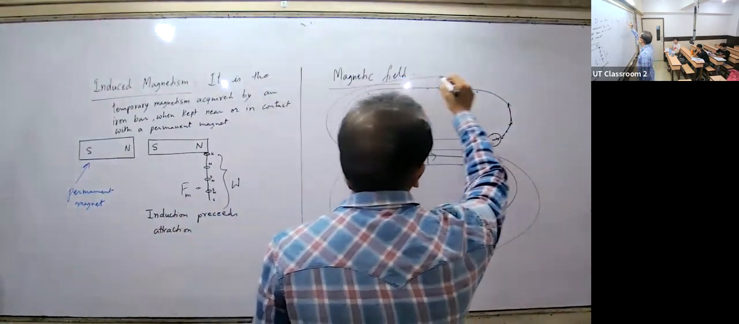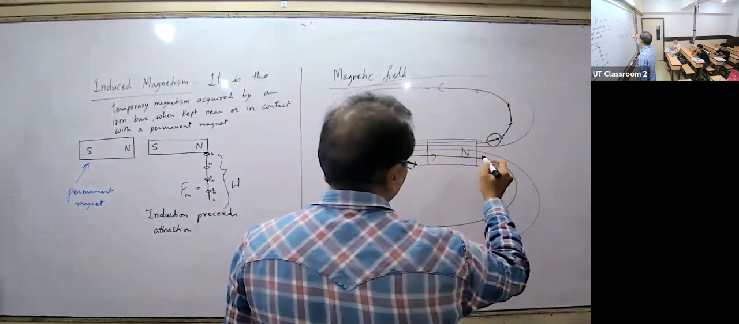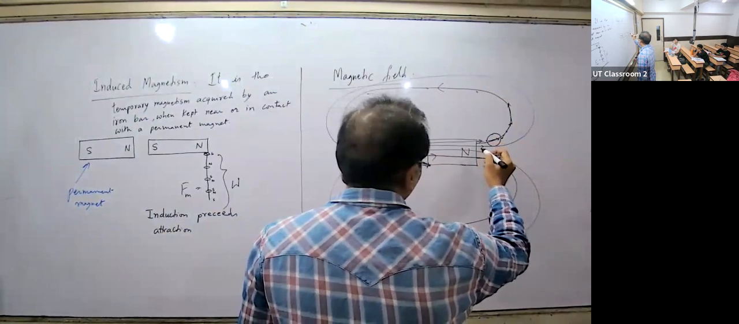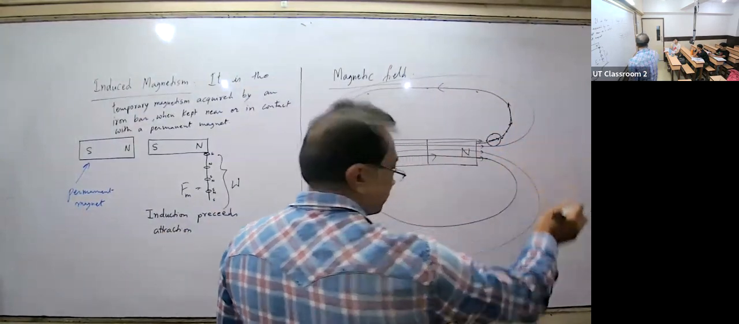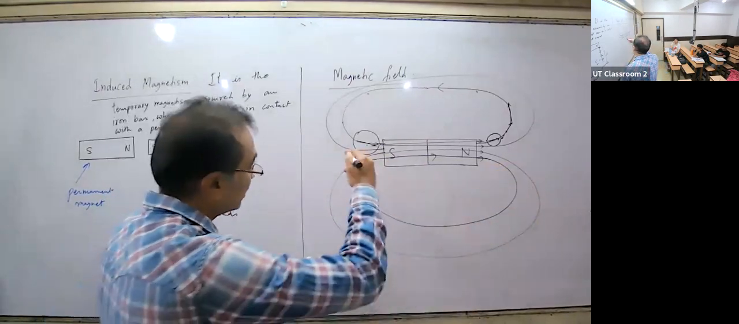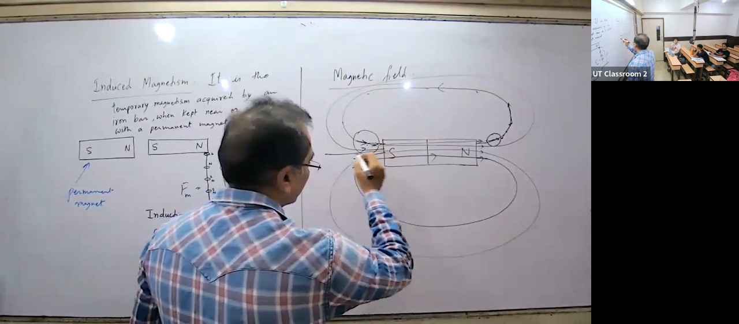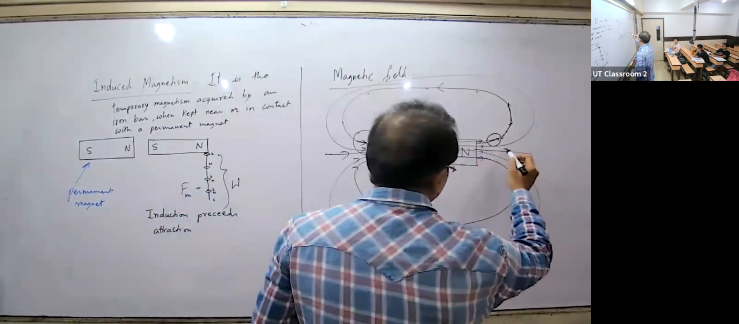So what is the conclusion? We have already written all the points in the last class. I have told you that all the field lines emerge out of the north pole. Why? Because the north pole was repelled, and it enters into the south pole. So this is how it is.